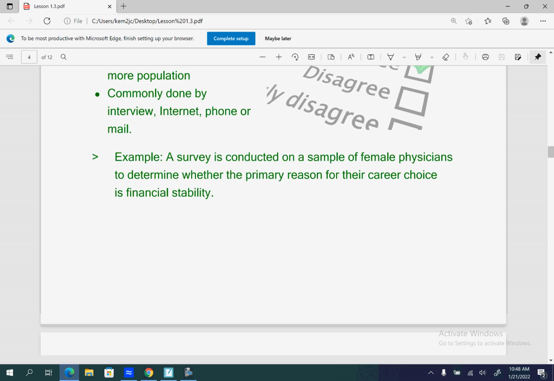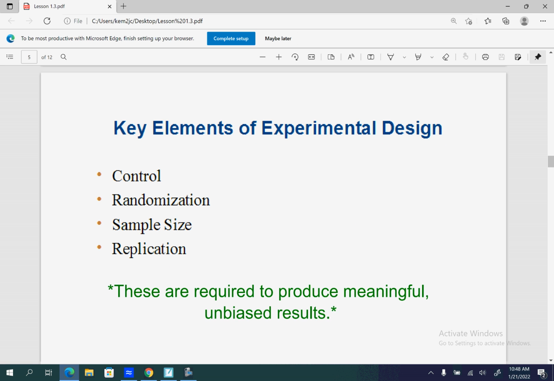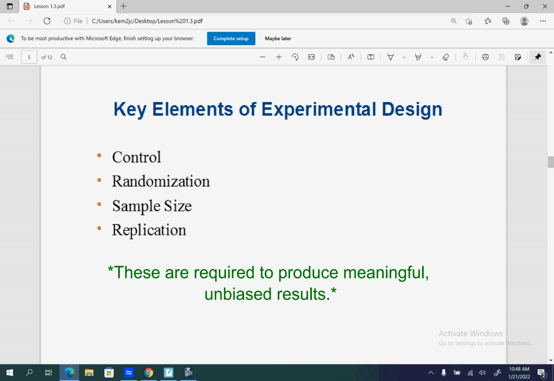Survey, you know what that is. We're just going to jump right past that. Okay. When we start designing experiments, there's going to be 4 key factors that we look for: control, randomization, sample size, and then being able to replicate the experiment. It's important that you do all 4 of these because we want to produce meaningful, unbiased results.